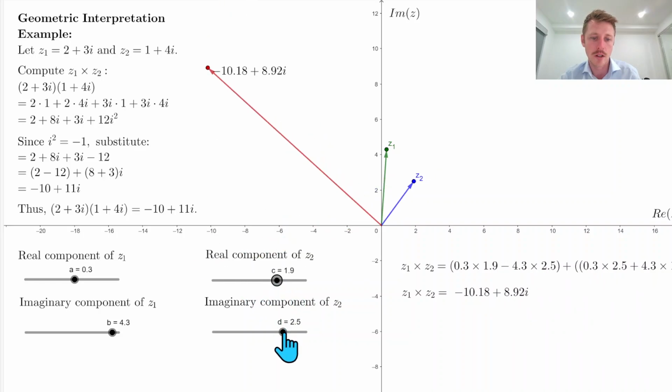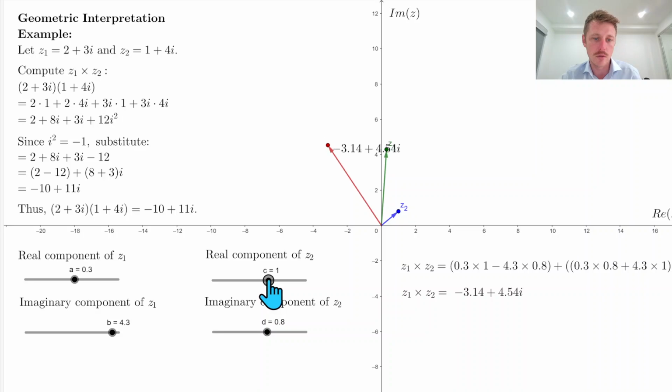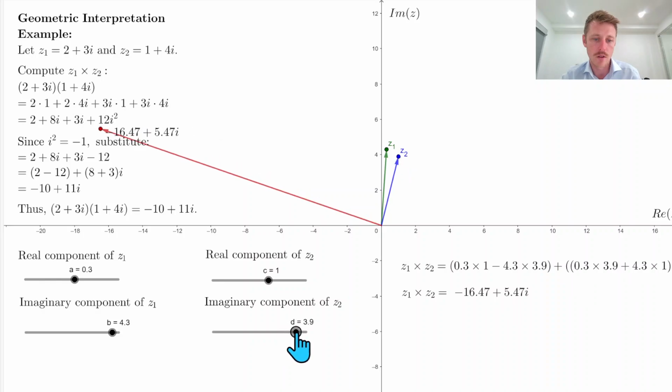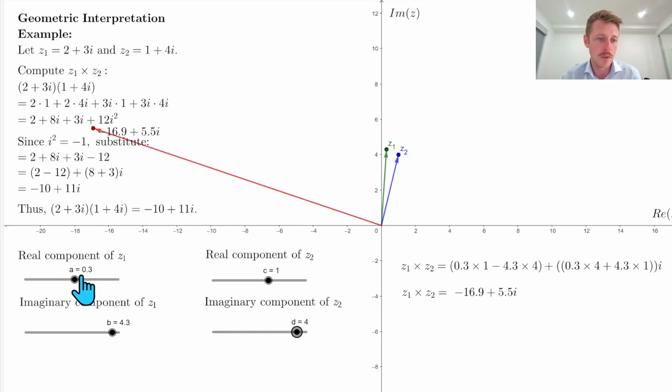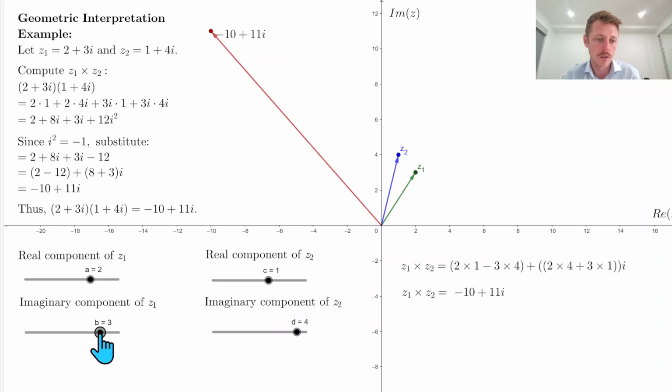But I just wanted to point out this example here, and maybe I'll put it back for good measure. Real component of Z2 is 1, imaginary component of Z2 is 4. This one is 2 and 3. Anyway, that's just that specific example, but hopefully that's making some sense.